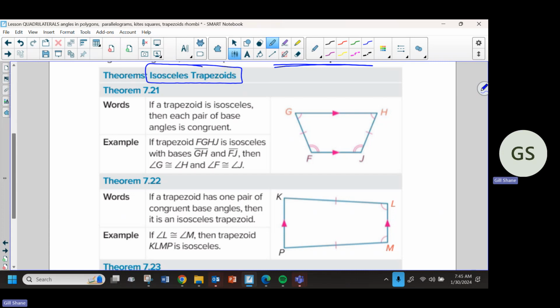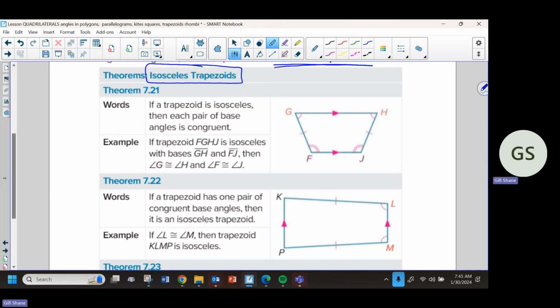I'll go over each. I was going to say I'm just going to give you a general lesson, but we'll go over the specific theorem. So, all right, the first one says: if a trapezoid is isosceles, then each pair of base angles is congruent. What that means, as you can see in the markings, the base angles are what?